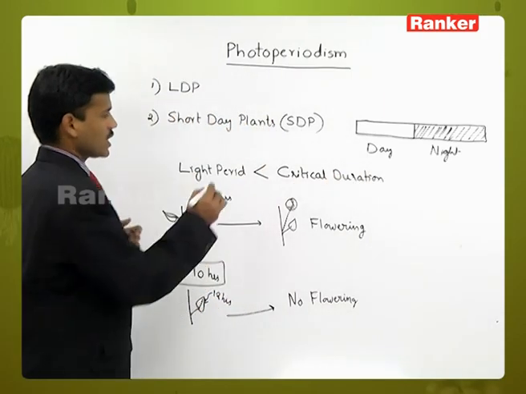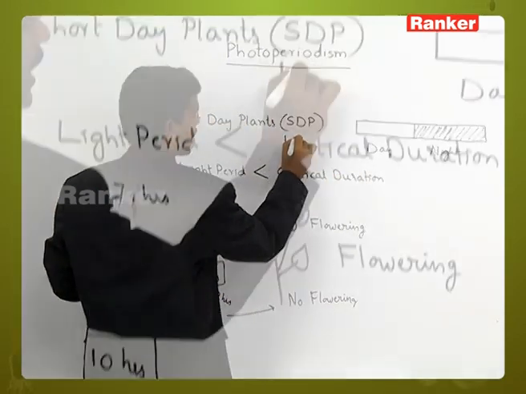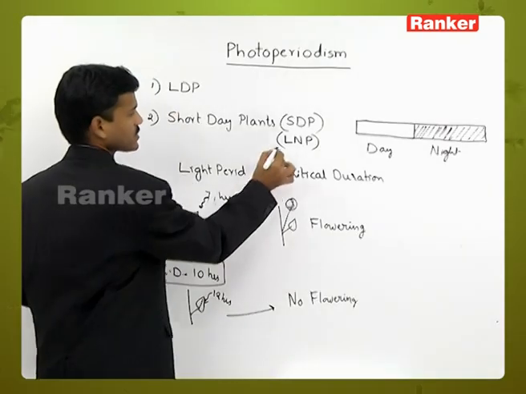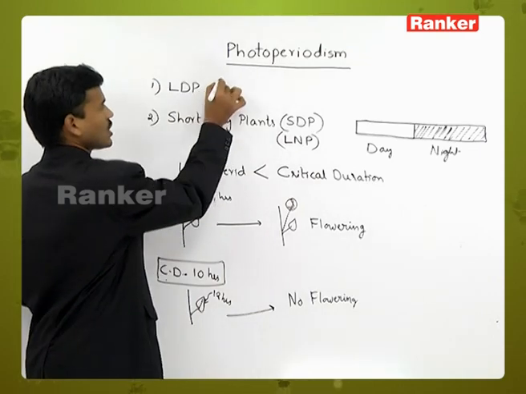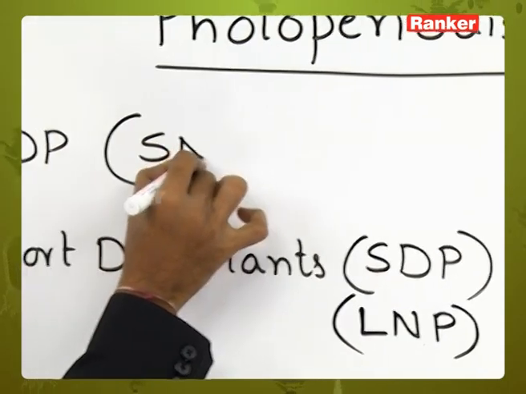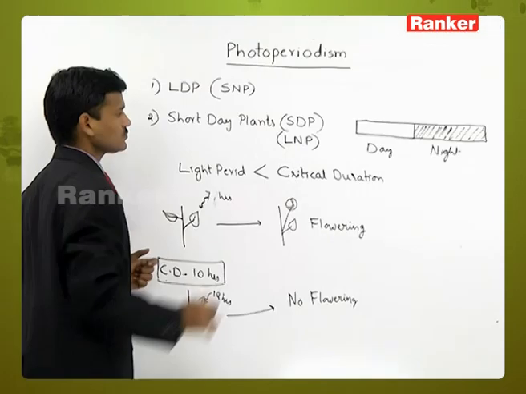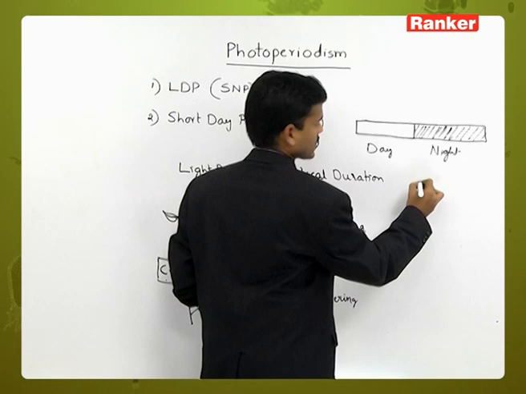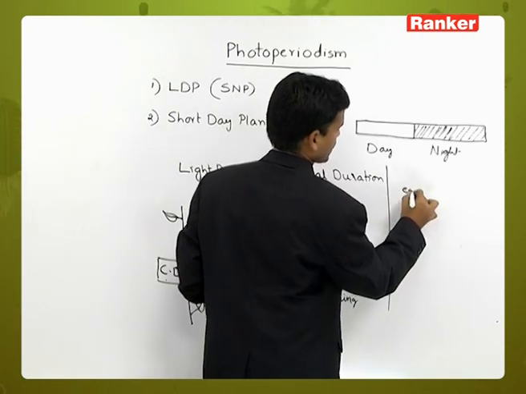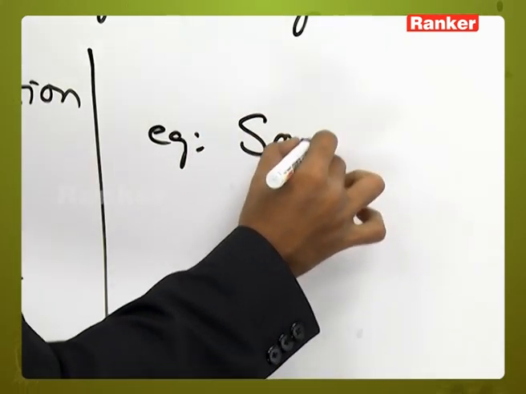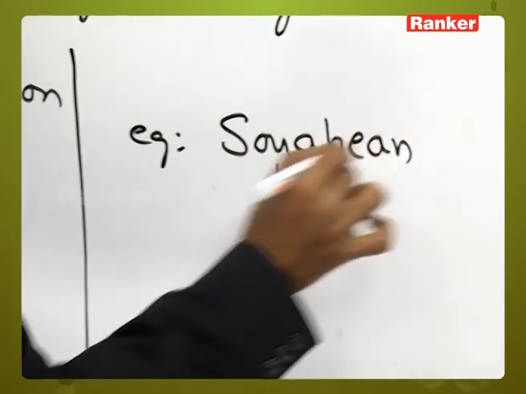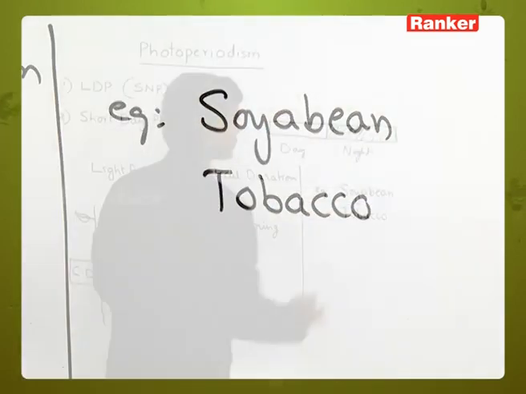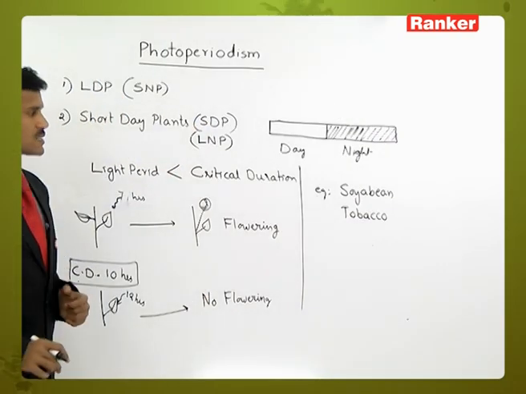Short day plants are also called long night plants. Long day plants are also called short night plants. Examples of short day plants are soybean and tobacco.